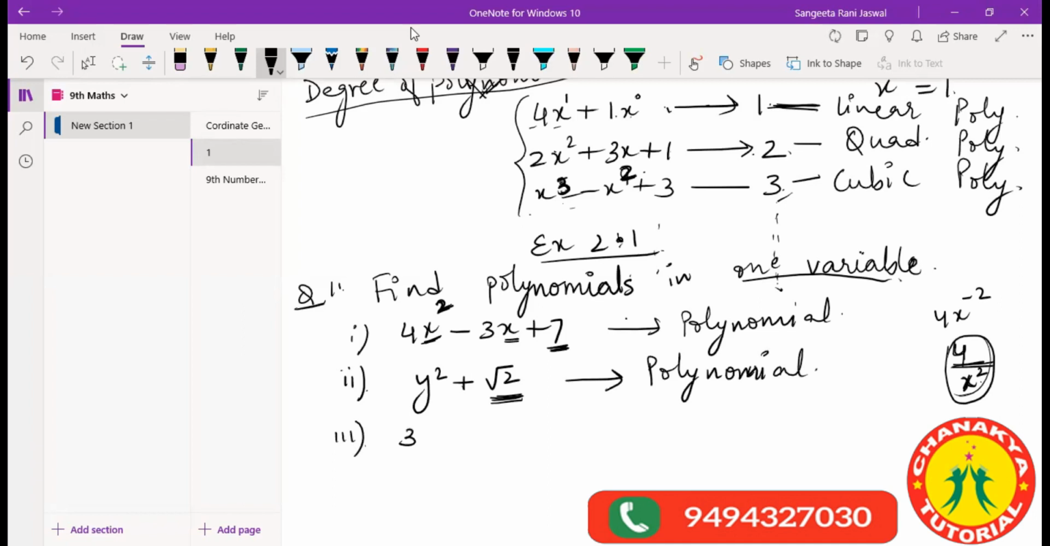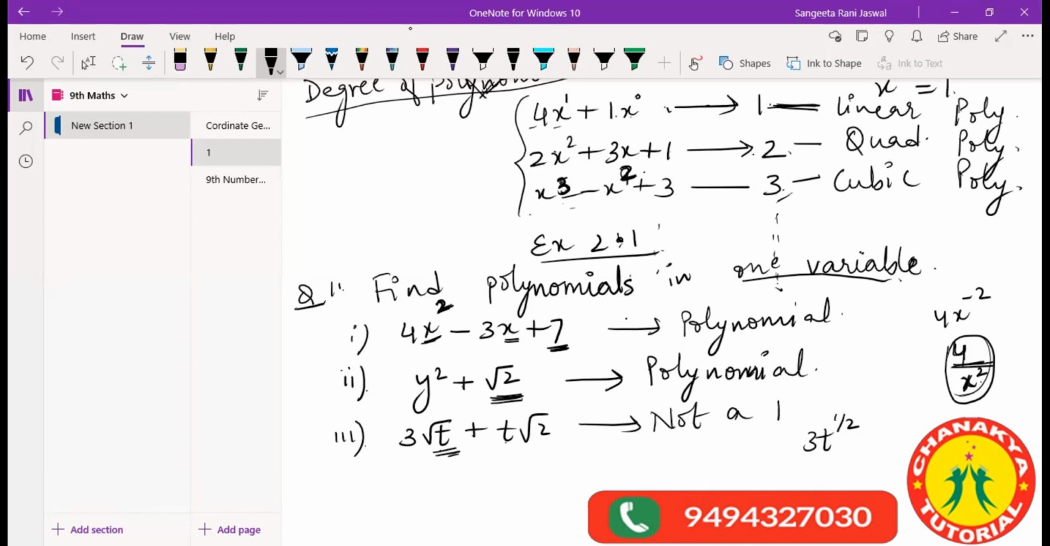Now see, 3 root over t plus t root over 2. What can you say about this? Here the variable is t. The power on t is 1 by 2, we can write t raised to 1 by 2 also. But is this an integer power? No, it is a positive power but not an integer. And this is over the variable. So we don't call it a polynomial. This is not a polynomial, although it is in one variable only.